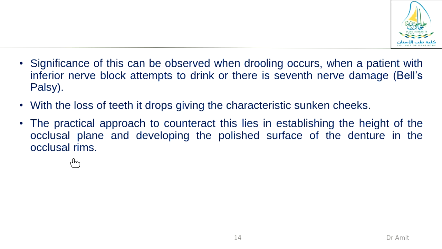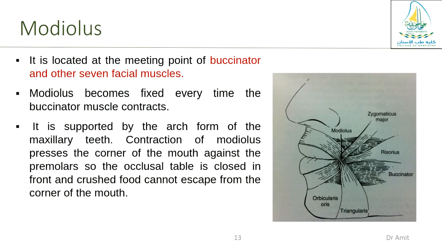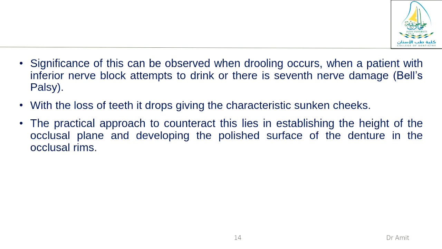Now, with the loss of teeth, it drops, giving the characteristic sunken cheeks. So the practical approach to counteract this lies in estimating the height of the occlusal plane and developing the polished surface. Now, when the teeth and the bone are lost, when we are fabricating our complete denture, we need to provide space for this modulus, so that this modulus can contract properly against the flanges of the denture and fix against the denture, so that the patient can eat and drink water in a normal fashion.